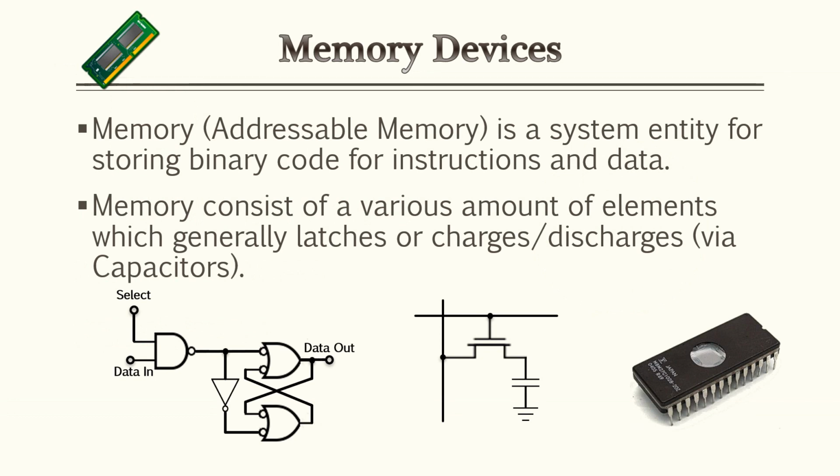For this lesson, we'll be going over memory devices. Well, first let's cover what is memory. Memory, also known as addressable memory, is a system entity for storing binary code for instructions and data. Memory consists of various amounts of elements, which are generally latches or charges/discharges via capacitors.